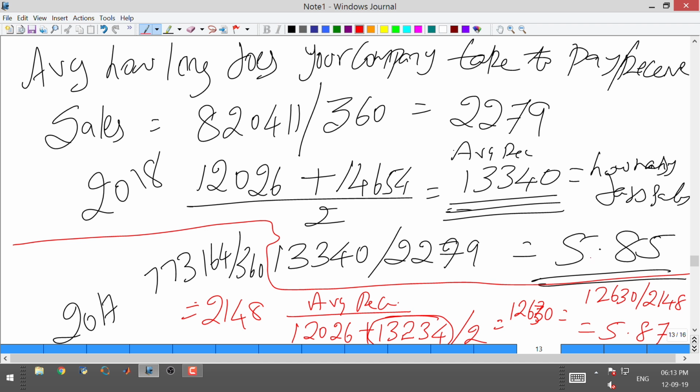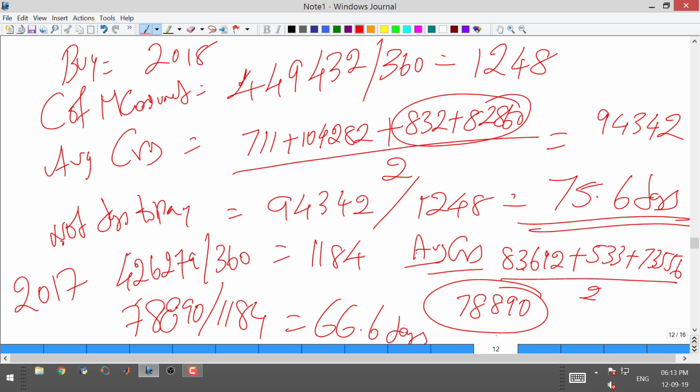How do you do that? I calculated the average sales per day and the average debtors you have. This average debtors is equal to how many days sales is what I have calculated here. Similarly, I have done it for payables also.